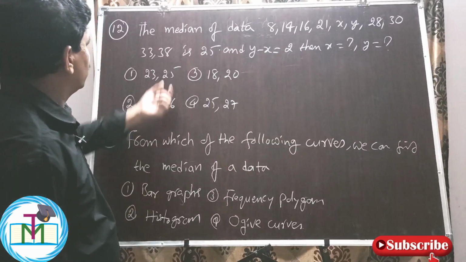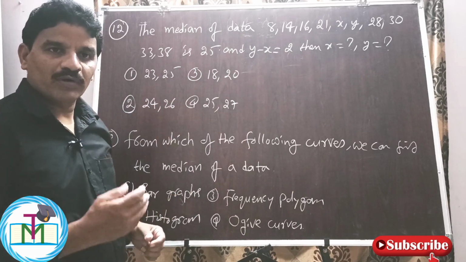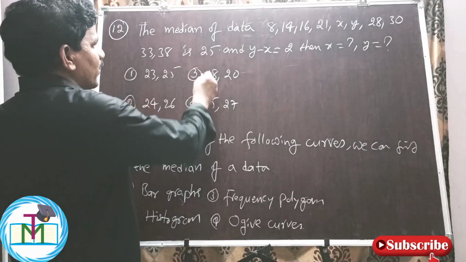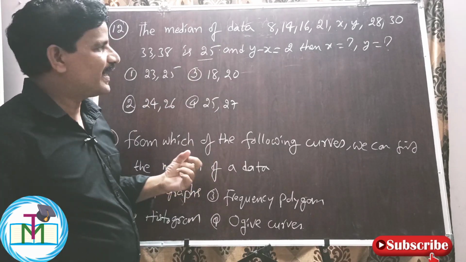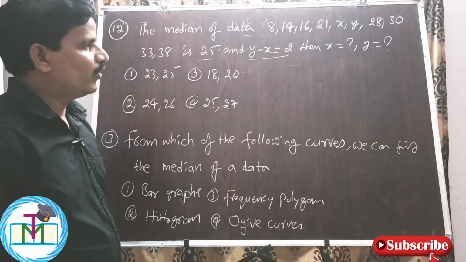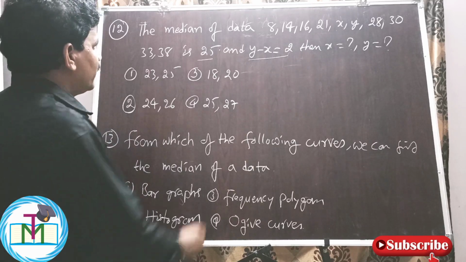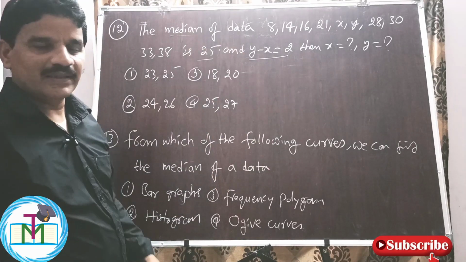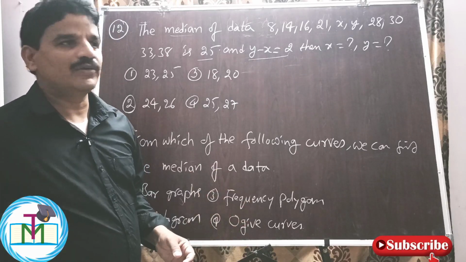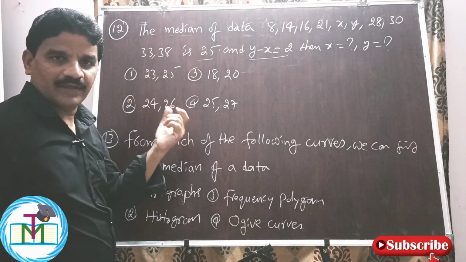Number 12. The median of the data 8, 14, 16, 21, x, y, 28, 30, 33, 38 is 25. Means median of the data is given. And one more equation is given here, y minus x equal to 2. Then x is equal to how much? Y is equal to how much? Right? So here the median of the data. Median means after arranging the data in ascending order, we have to take the middle values. So let us see here. The data is already given in ascending order.